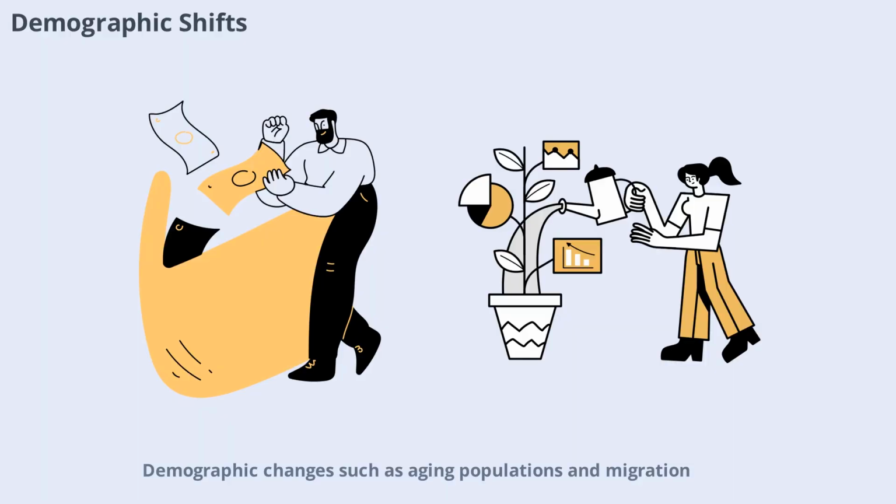Demographic changes, such as aging populations and migration, also affect income distribution. Older workers may have different wage patterns compared to younger workers, while migration can introduce new skills and competition into the labor market. Understanding these shifts is essential for designing effective wage policies and ensuring that income distribution remains fair and sustainable.